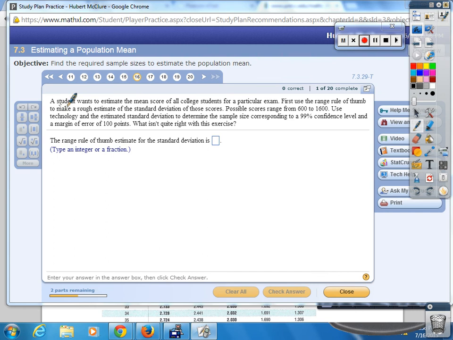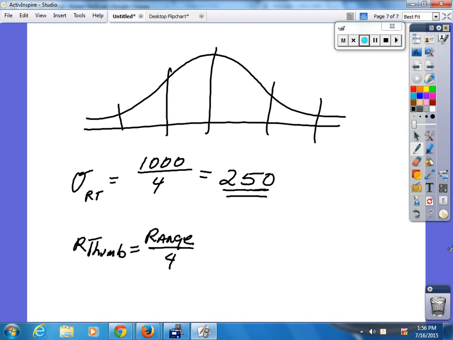Now, it says the student wants to estimate the mean, and so on. With the z score, we use technology and the estimated standard deviation to find the sample size corresponding to a 99% confidence level. Good, that's 2.58. And a margin of error of 100 points. Okay, so let's do that. I'm just going to go to the white page. 99% confidence level.